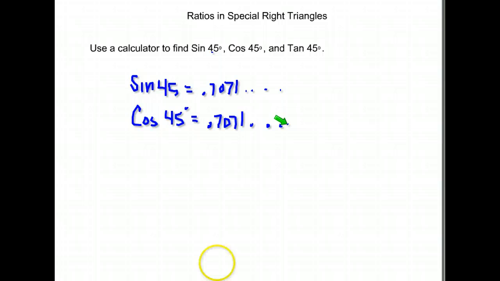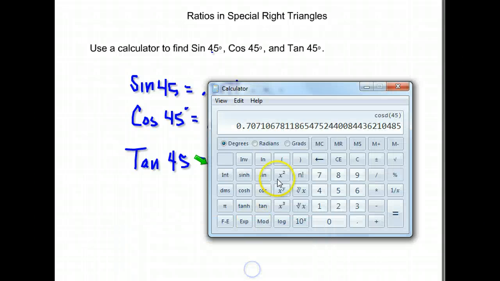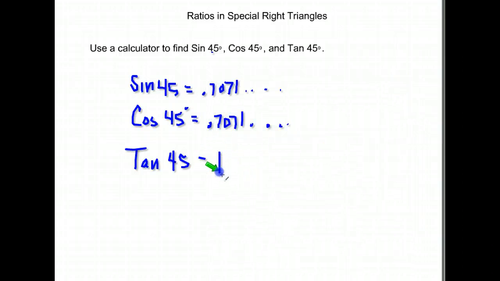Okay, and finally, let's find the last thing they asked for, which was the tangent of 45 degrees. Clear my calculator, put 45, tangent this time, and you should get 1. The tangent of 45 degrees.